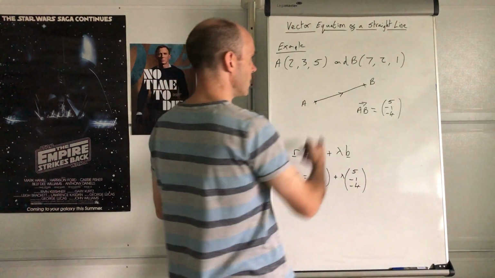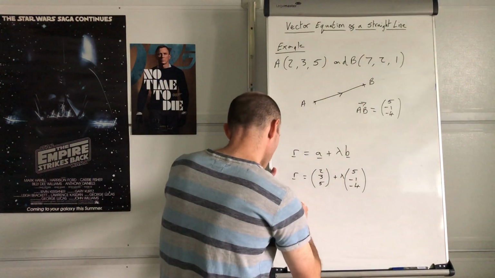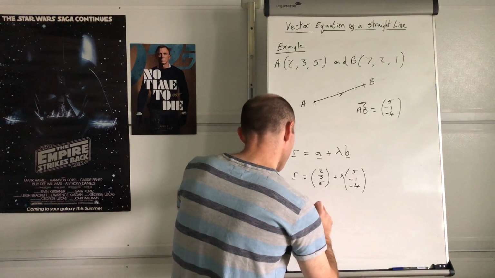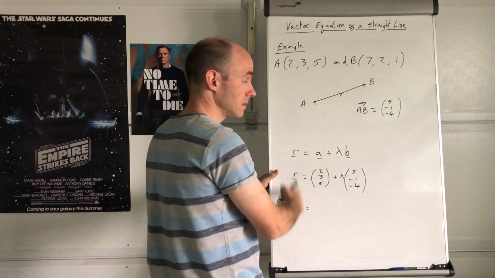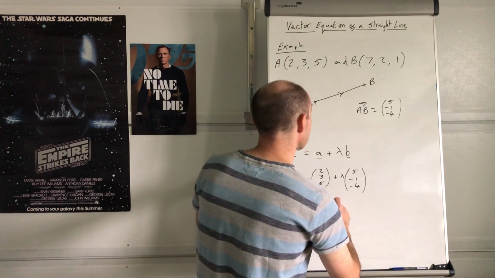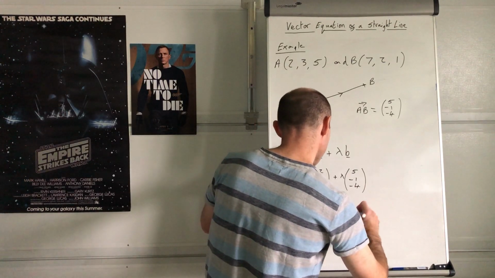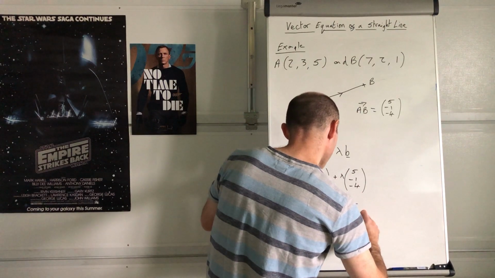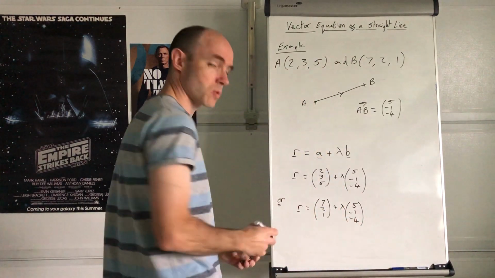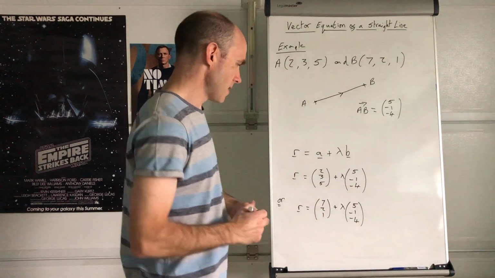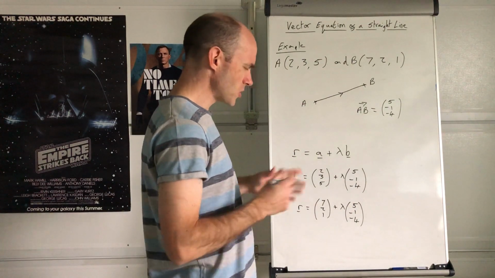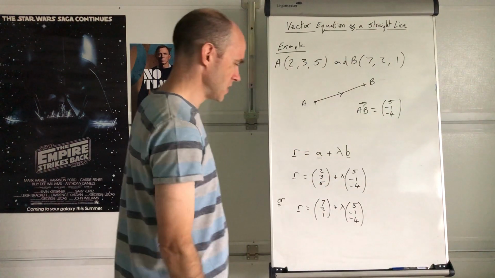Now you might be thinking, well, what if you use that other point? You can do it if you want. Let me show you. r equals, I don't have to use a different letter, (7, 2, 1) plus lambda (5, -1, -4) is also an equation of the line. How can you show that they're both equations of the line?